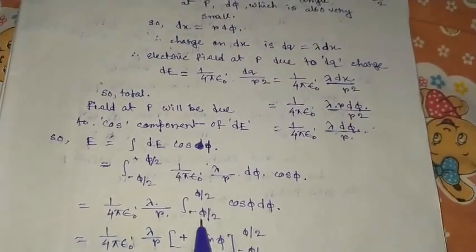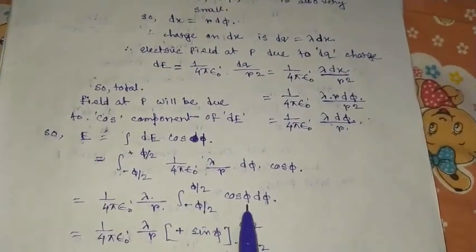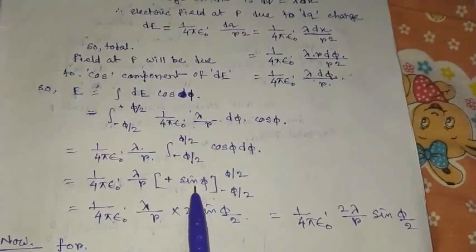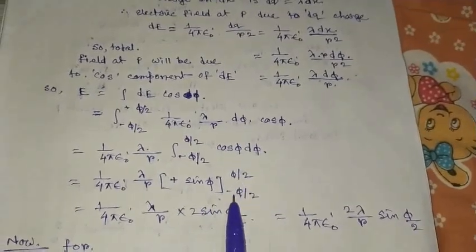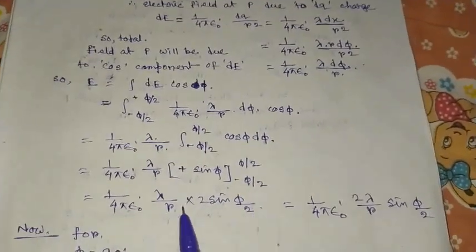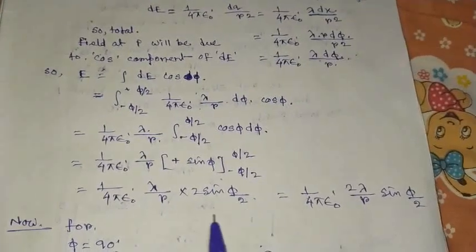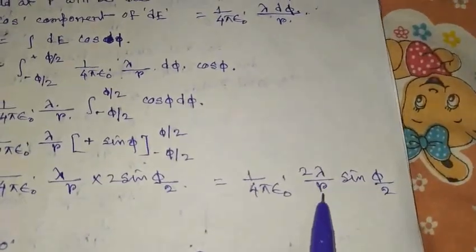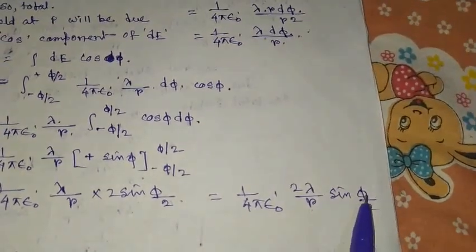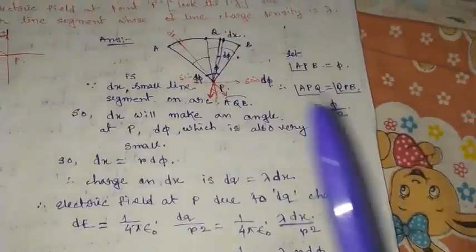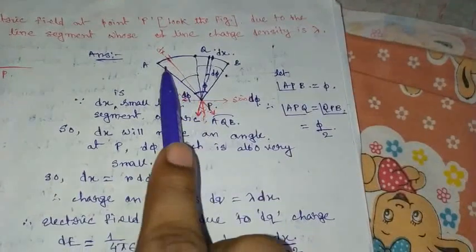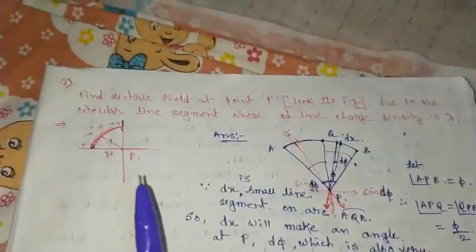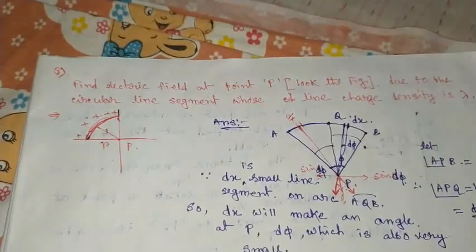So minus pi by 2 to plus phi by 2, cos phi d phi, and we know the integration of cos phi is sin phi. Here we put the integration limit, and after all these calculations we have found that E equals 1 by 4 pi epsilon naught, 2 lambda by r into sin phi by 2, where phi was the angle due to this arc at point P. Now we come to this problem.